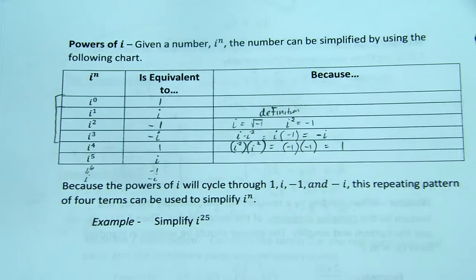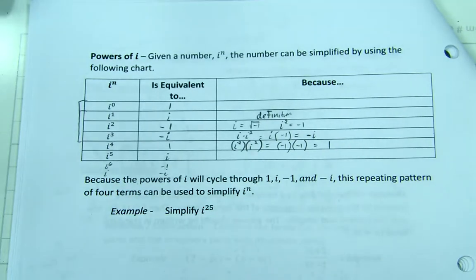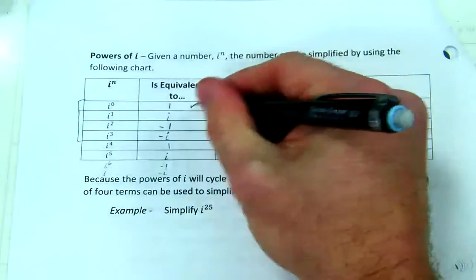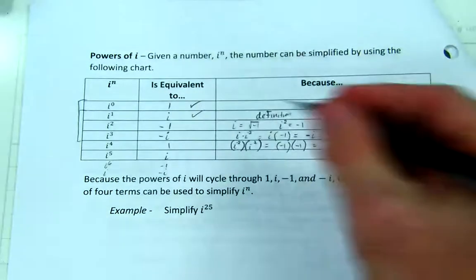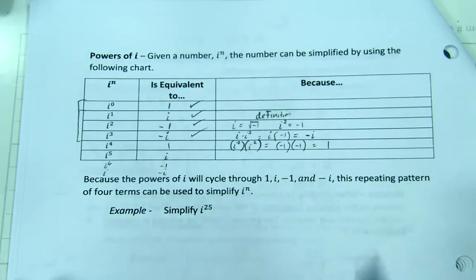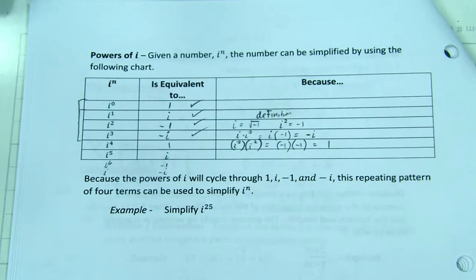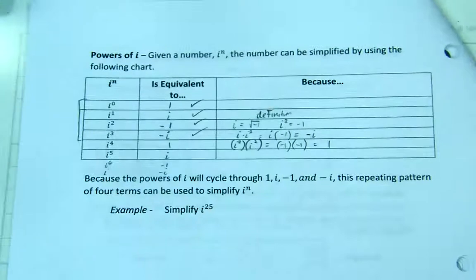So this note says, because the powers of i cycle through 1, i, negative 1, and negative i, this repeating pattern of the 4 terms can simplify i to the n. How are we going to simplify this? You don't want to cycle those around over and over to get up to your number, because if your number is really big, you're not going to be able to do it.